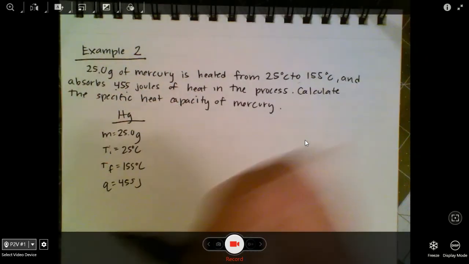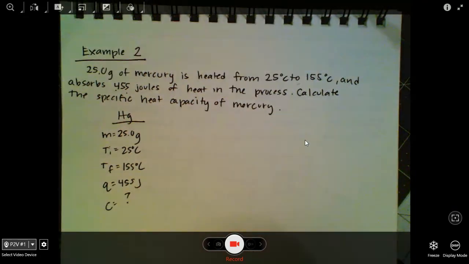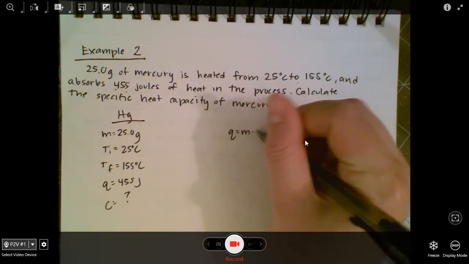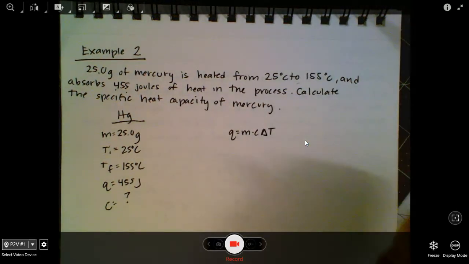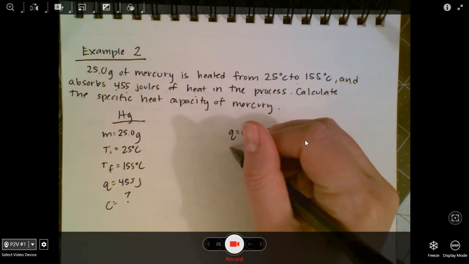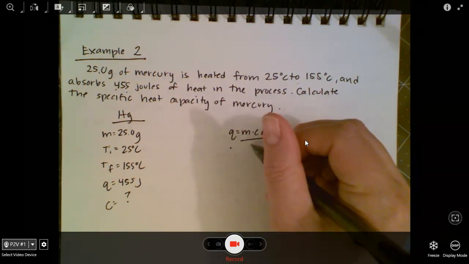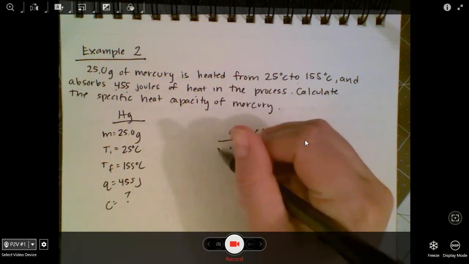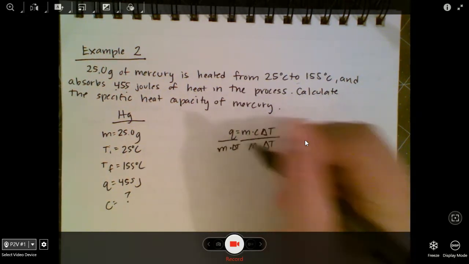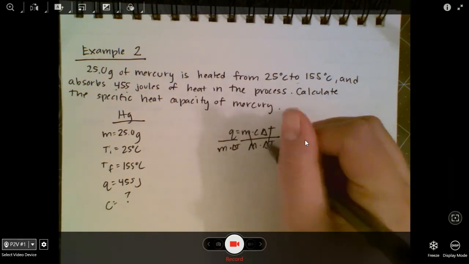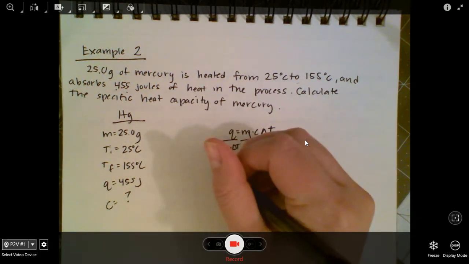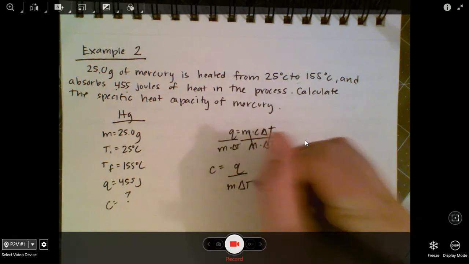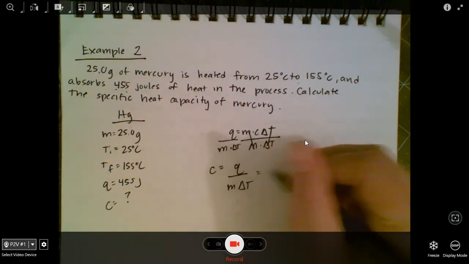So now it's just finding our specific heat. It's the variable that we're looking for. So we know Q equals M C delta T. We're looking for C here. So I'm going to divide both sides by M delta T. And you might say to yourself, this is getting kind of repetitive, but I need you to see all of them. So my specific heat is equal to Q divided by M delta T, right?